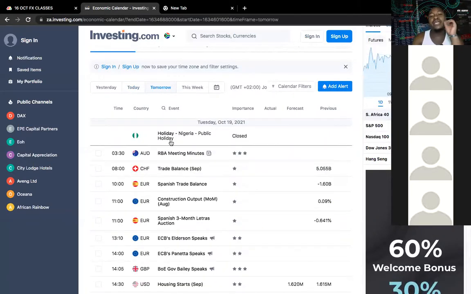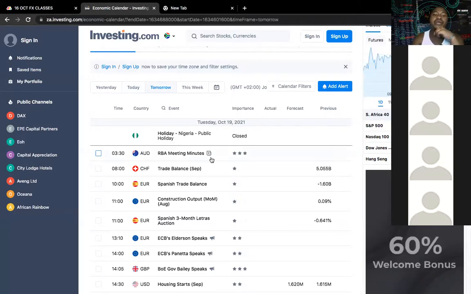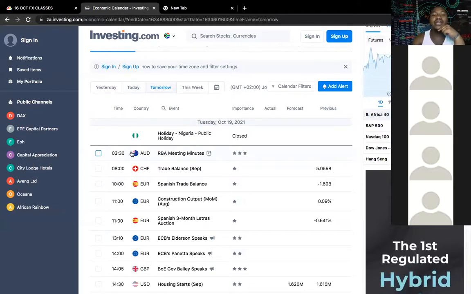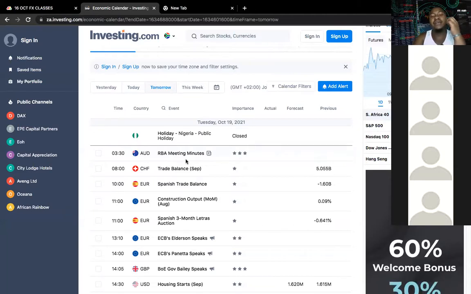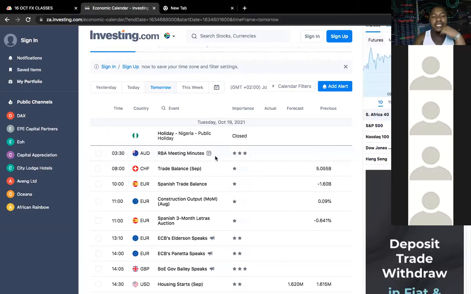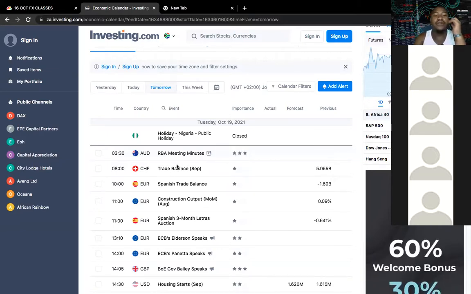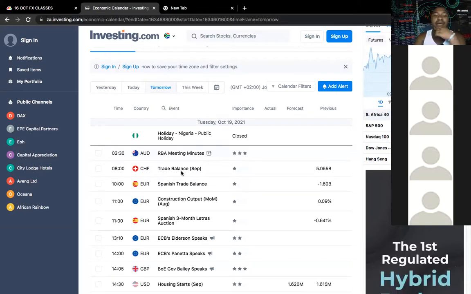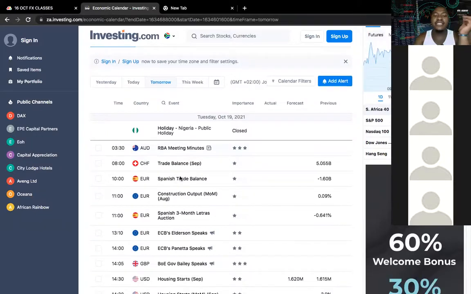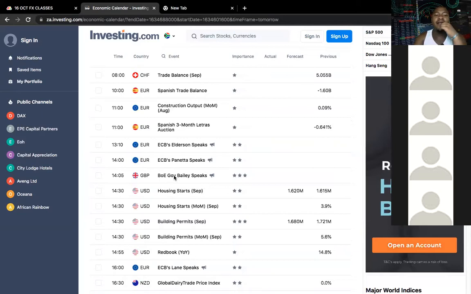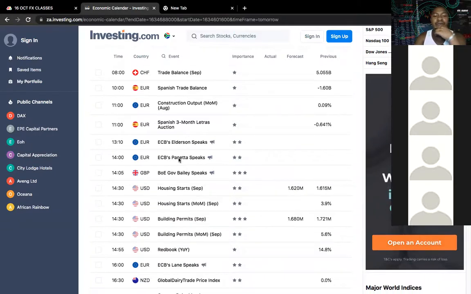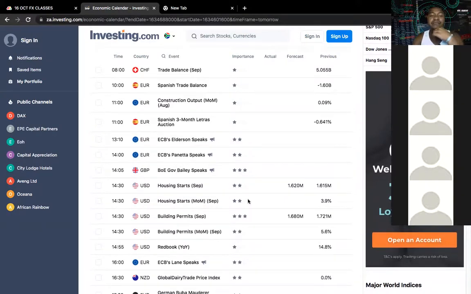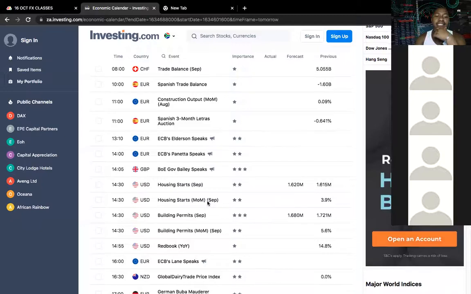So for those of you who are trading early in the morning, please do take note. The Australian dollar is expected to move because the Reserve Bank of Australia is going to be releasing some minutes, right? Then in the early hours of tomorrow morning, like 8 o'clock, Switzerland will be releasing the trade balance, which will affect the Swiss franc. Then the Spanish trade balance, not going to be a big mover. Then there will be some speeches in the afternoon tomorrow from the Bank of England. And then we do have some building permits tomorrow at 14:30 GMT+2, that is South African time.